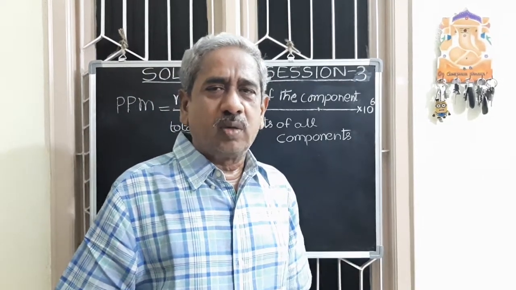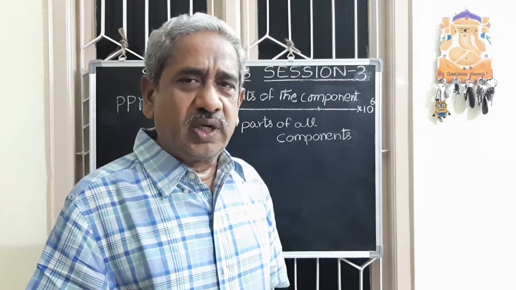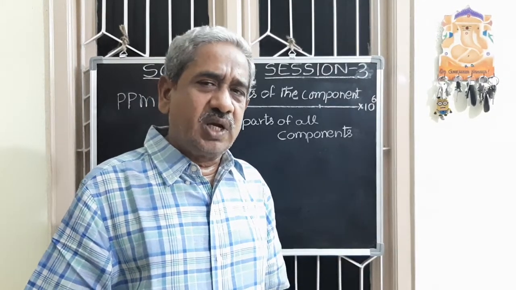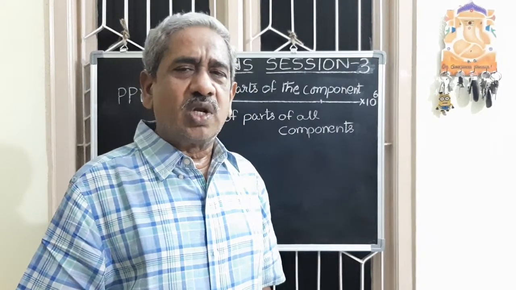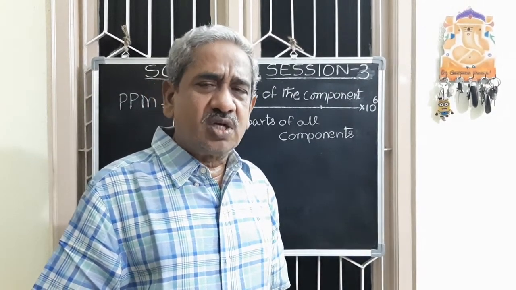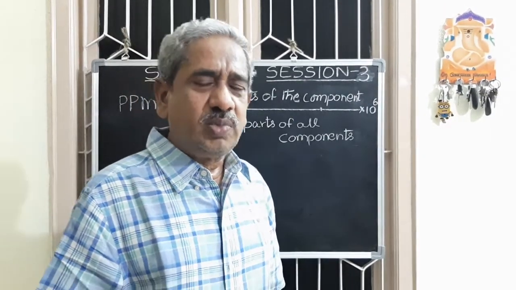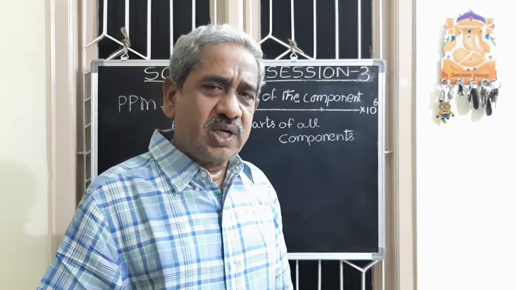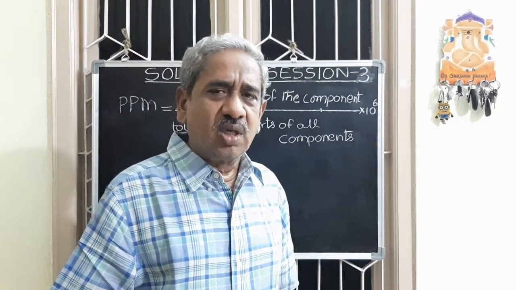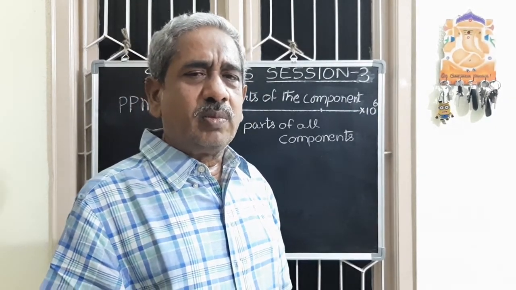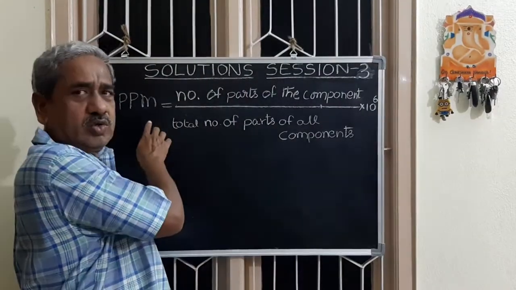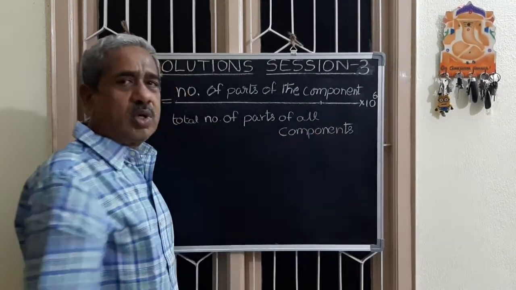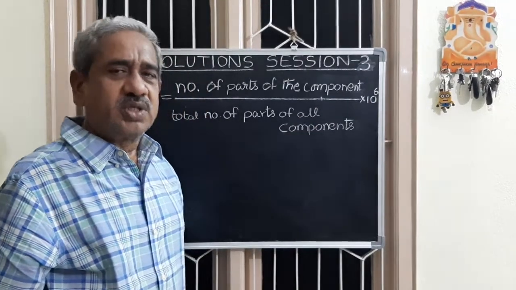Today we discuss ppm, another concentration unit. ppm is parts per million. ppm is defined as the number of parts of one component in a million parts of the solution. ppm can be represented as ppm is equal to the number of parts of the component divided by the total number of parts of all components, multiplied by 10 to the power of 6, because it is million.